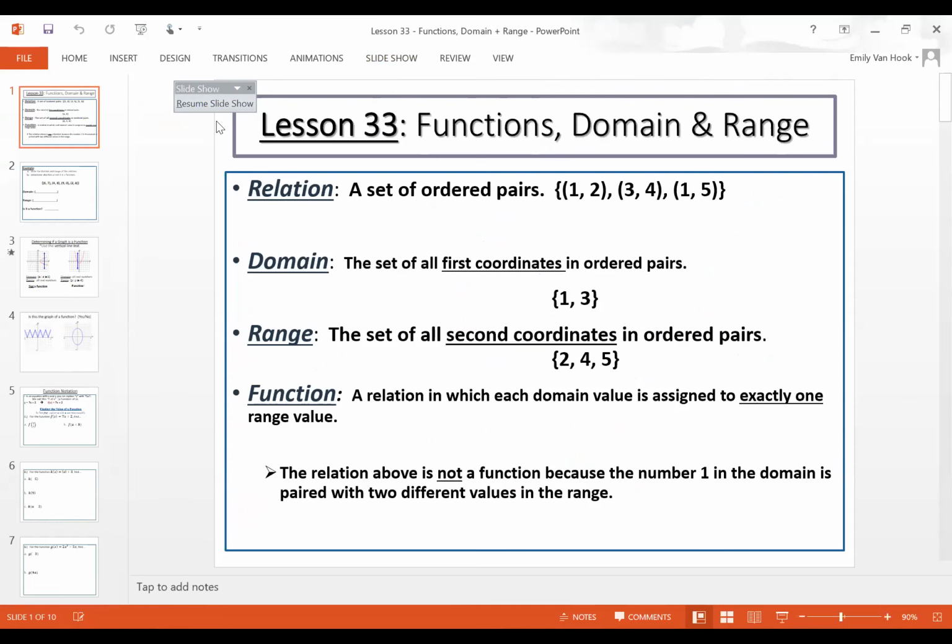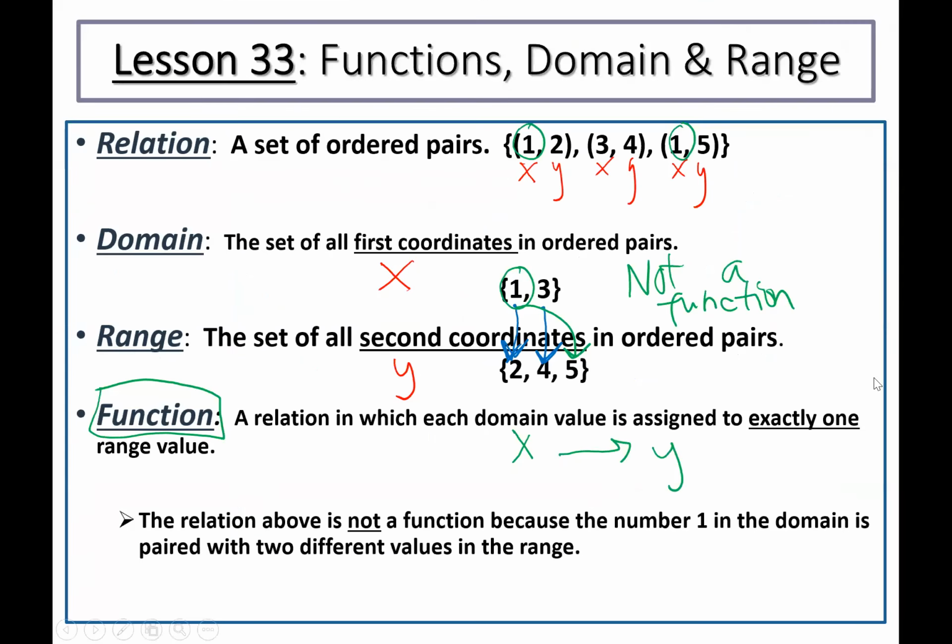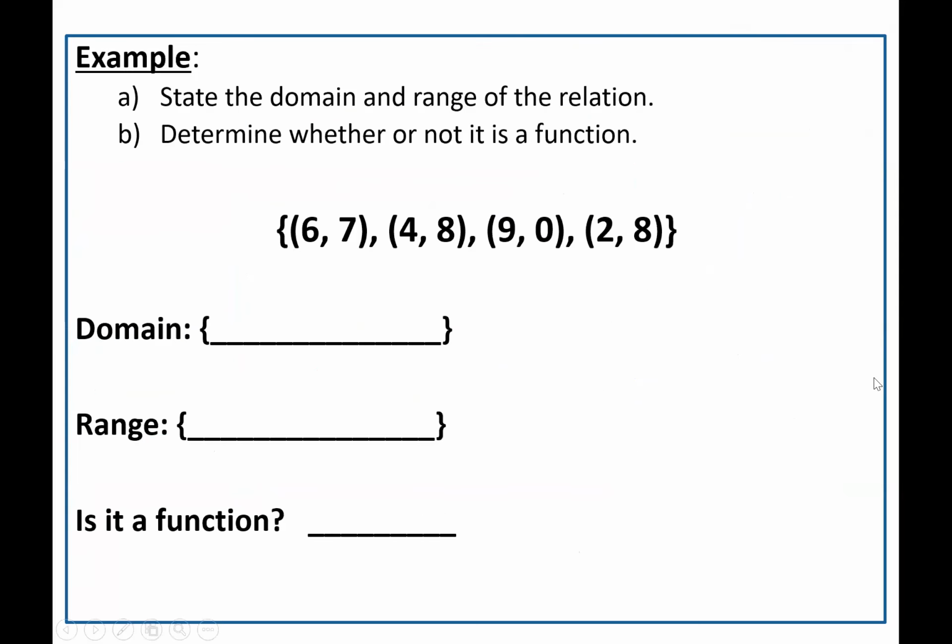So I think we covered what was on here on our first slide. Let's go to the next slide. Okay, so here's another example. We have a relation. This time there's 4 ordered pairs. State the domain and range of the relation. Determine whether or not it is a function. Okay, that sounds very manageable. Let's try. So our domain is all the x coordinates. There's 6, 4, 9, and 2.